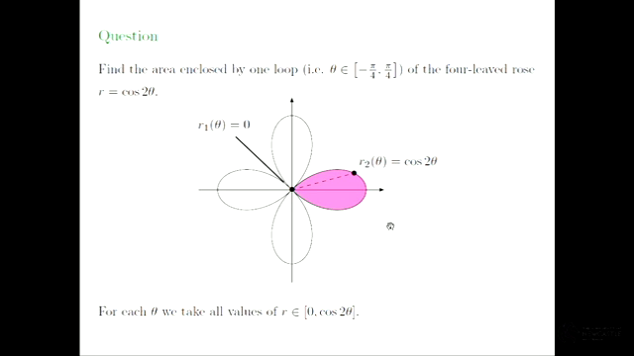So this is called the four-leaf rose. It's an interesting shape. So find the area enclosed by one loop. Here's one loop. And I'm going to tell you that this loop is generated by moving from minus pi over 4 to pi over 4, which is what? Minus 45 degrees to plus 45 degrees of the four-leaf rose. Right? And this four-leaf rose is given by the polar equation r is equal to cos 2 theta. Okay? So we need to find an area, which means that we should integrate something.